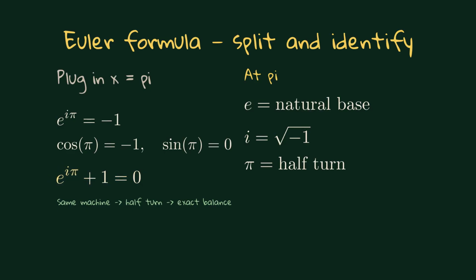e handles smooth change. i turns that change sideways into rotation. Pi picks half a circle. 1 marks the start and the offset. 0 records the exact balance at the end.